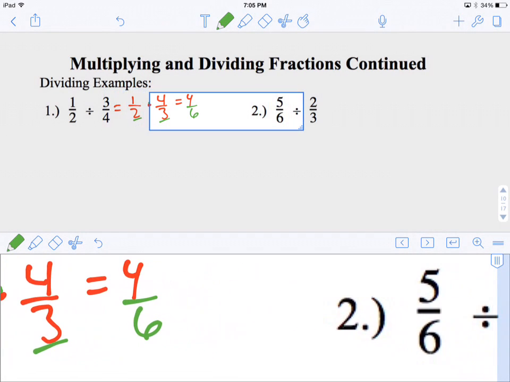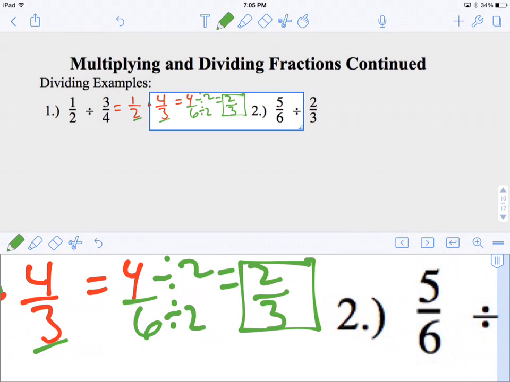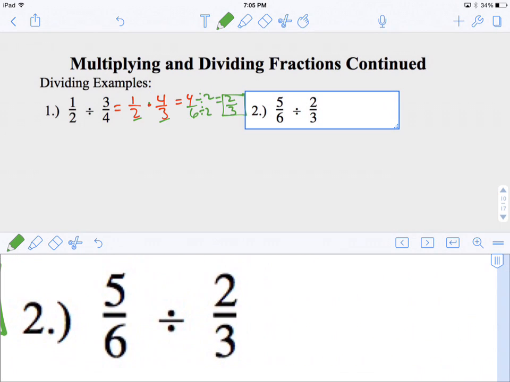And then we simplify. So what can we divide out of 4 and 6? We can divide both of those by 2. 4 divided by 2 is 2. 6 divided by 2 is 3. 2/3 is our answer.